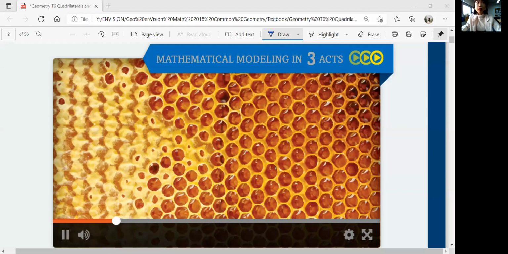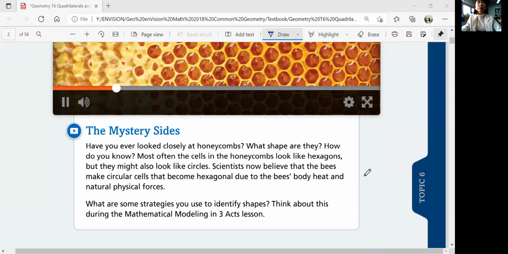One example of applying the concepts that we learn in this topic would be honeycombs. We will learn a lot about different shapes, and one of them could be applied to observe honeycombs. Have you ever looked closely at honeycombs? What shape are they? How do you know? Most often the cells in the honeycombs look like hexagons, but they might also look like circles. Scientists now believe that the bees make circular cells that become hexagonal due to the bees' body heat and natural physical forces. What are some strategies you use to identify shapes?